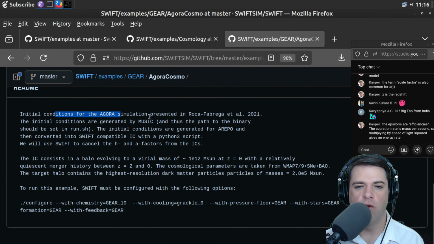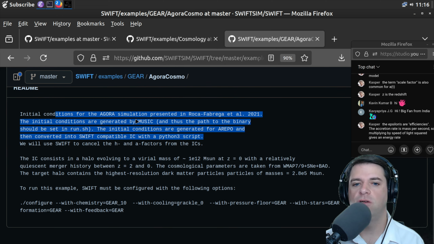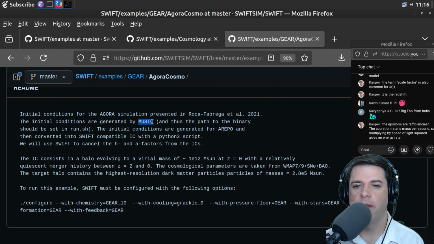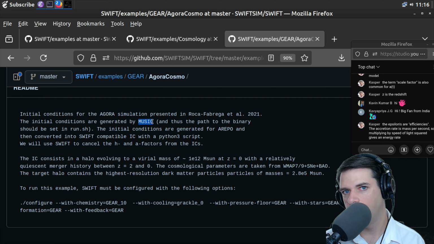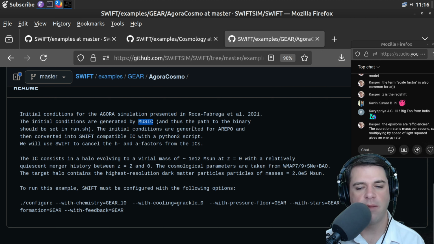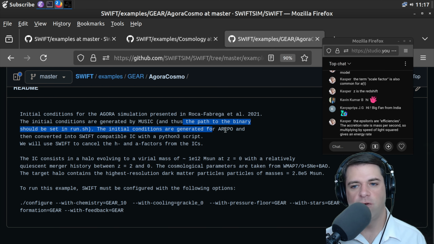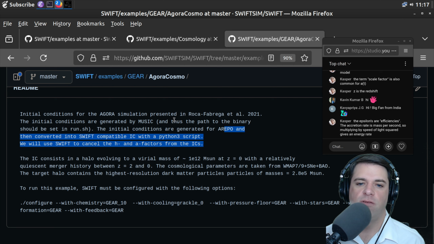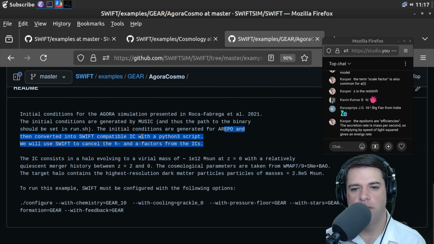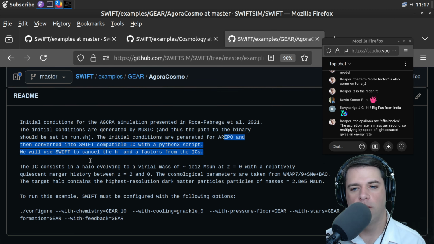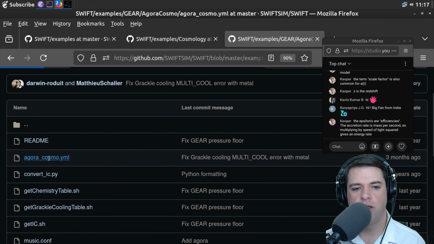Initial conditions for the Agora simulation presented in Roca Fabrega et al. 2021. The initial conditions are generated by MUSIC. Pythagoras would approve. He's a big fan of the harmonious music created by the space, universe. And thus the path to the binary should be set in run.sh. The initial conditions are generated for a repo and then converted to Swift compatible IC with a Python 3 script. Okay, so this is some other simulation. I don't know.